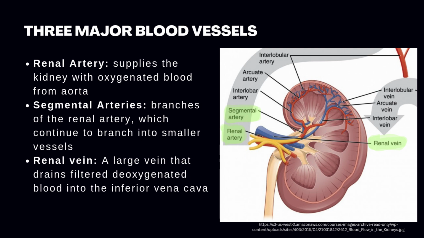The renal artery branches into segmental arteries, which continue to branch into smaller vessels repeatedly until the renal cortex is reached. The renal vein is a large vein that drains filtered deoxygenated blood from the kidneys to the inferior vena cava.